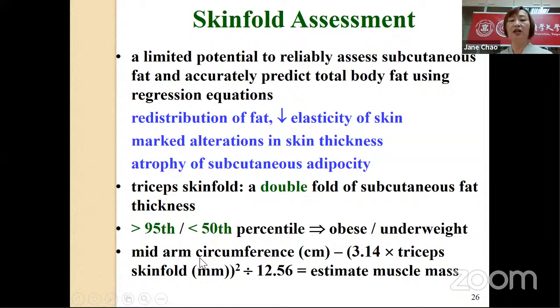And also mid-arm circumference can indirectly reflect or estimate muscle mass, especially arm muscle mass. So you can use this formula: mid-arm circumference in centimeters minus 3.14 multiplied by tricep skin fold in millimeters, and all of this squared, divided by 12.56, then you can estimate your muscle mass. So if you do have the mid-arm circumference, you also can estimate your muscle mass.